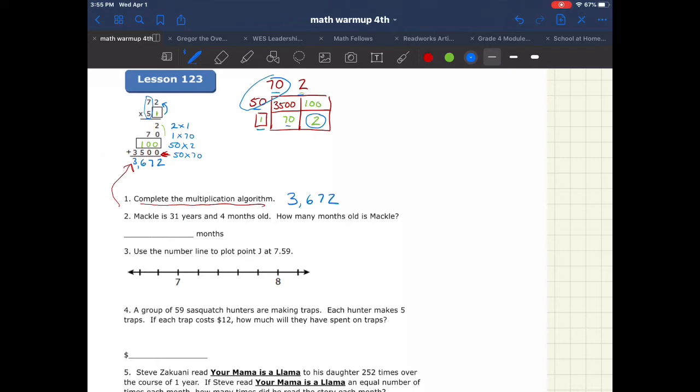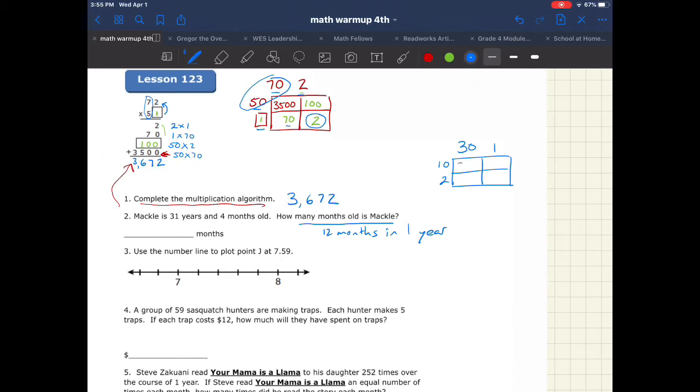Number 2, Mackle is 31 years and 4 months old. How many months old is Mackle? So what we need to know is that there are 12 months in 1 year. So he's been alive 31 years. So 31 years. And we are going to multiply that by the 12 months in every one of those 31 years.